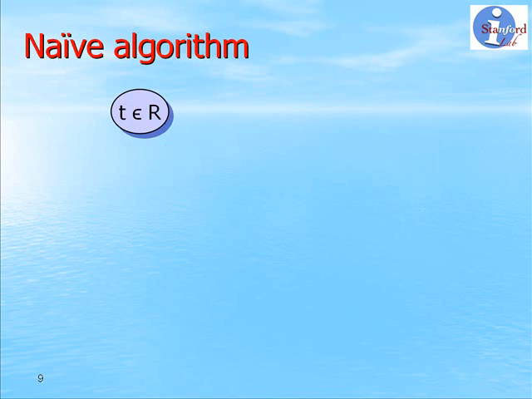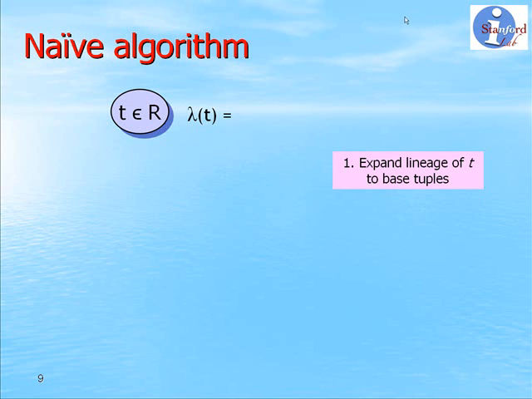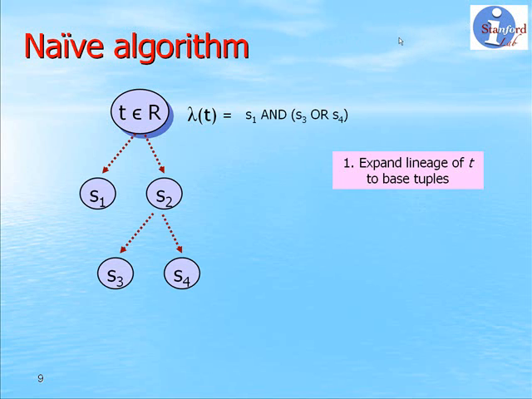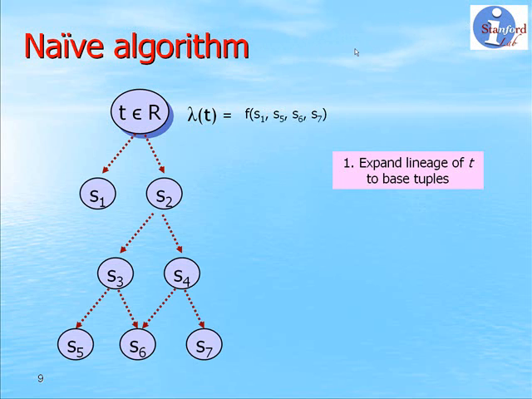Suppose we have a relation R and a tuple T whose confidence value we want to compute. The confidence of T is computed using the following steps. First, we expand the lineage of T to base tuples. So let's say T was derived from S1 and S2. We further find what these tuples were derived from. So if S3 and S4 resulted in S2, we replace the lineage of T in terms of S1, S3, and S4, and so on until we reach base tuples. At the end of this process, we have the lineage of T in terms of base tuples.